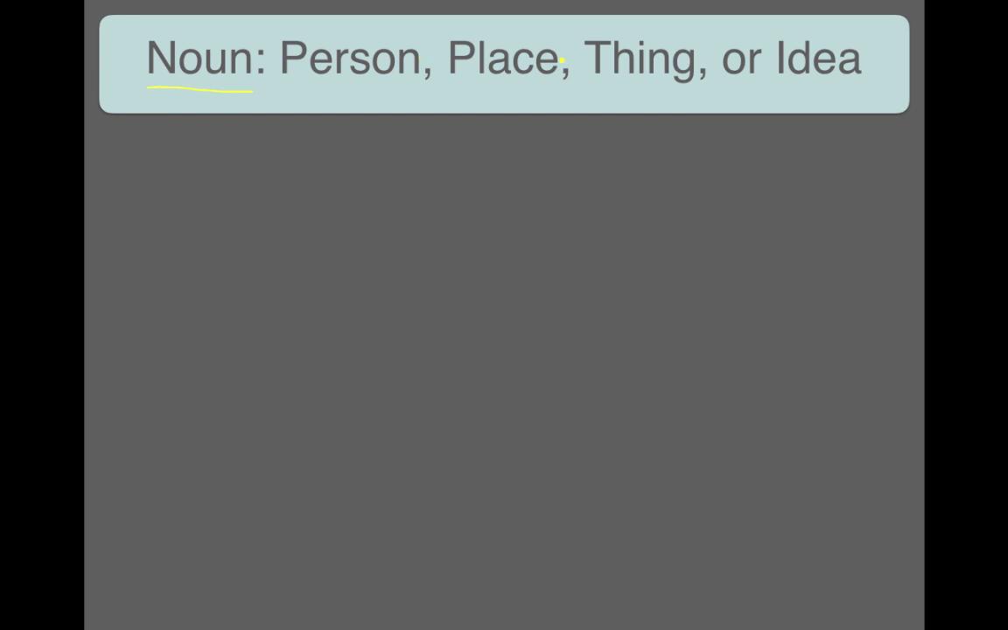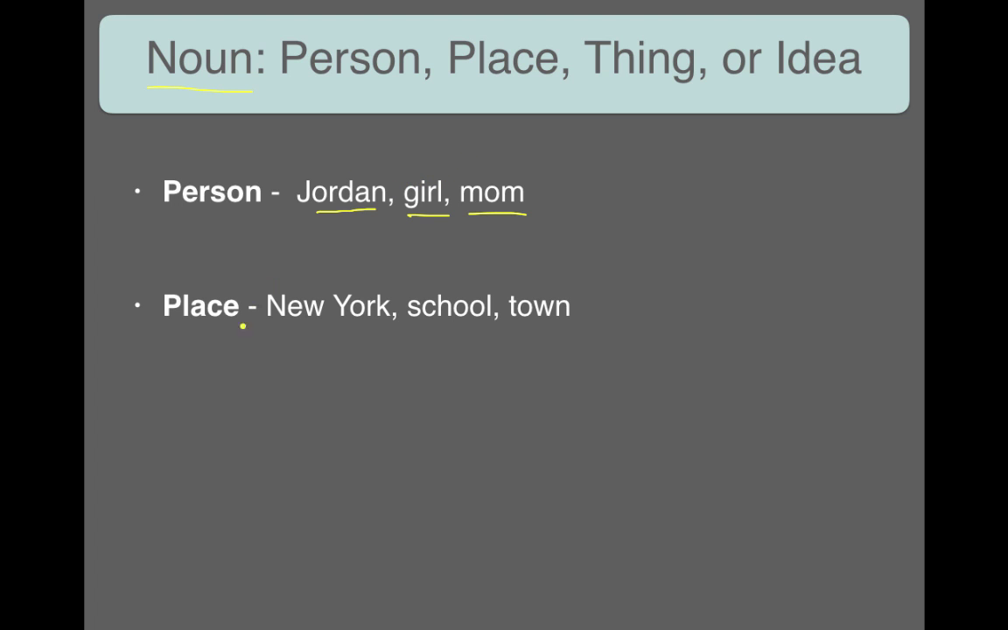They represent a person, place, thing, or idea. Let's get into that a little more. A person can be a specific person, such as Jordan, or a girl, or a mom. These last two are a little bit more general. It could be either one. It can be specific or more general. A place, again, can be a specific place, such as New York, or it can be more general, school or town. It can also be something like a park or a stadium. It's a place that you go to.